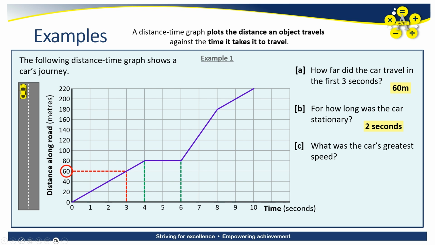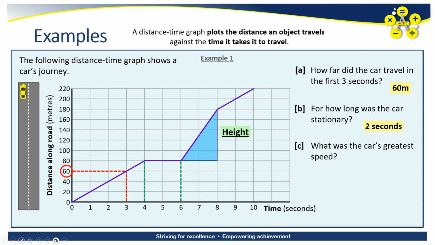Third question, what was the car's greatest speed? Now thinking back to our science lesson, speed is distance divided by time. So our distance is our y-axis, our time is our x-axis. So we're interested in the change in y and the change in x. And we can calculate that by considering this triangle here. Now I'm using it in this plot because it's the greatest speed, that's the fastest part of our diagram because it's got the steepest gradient.